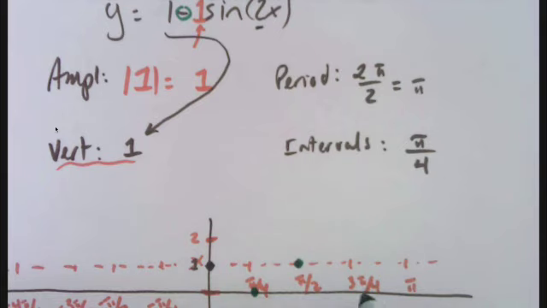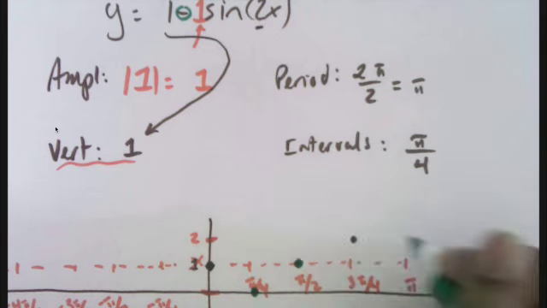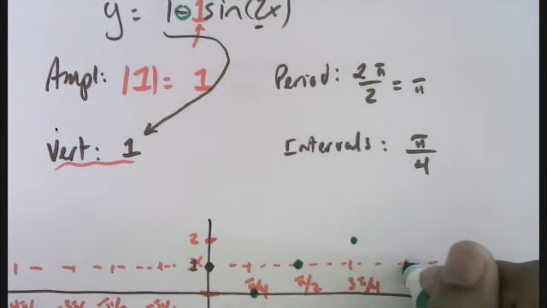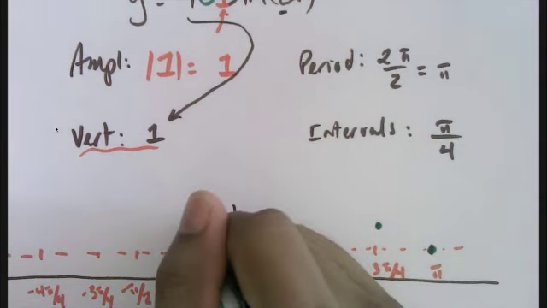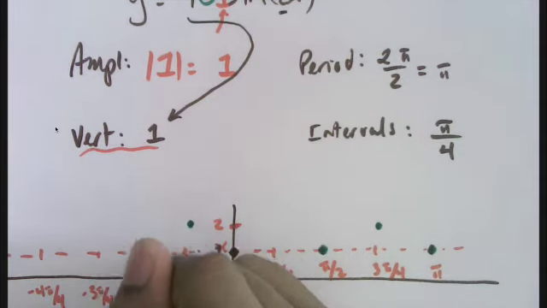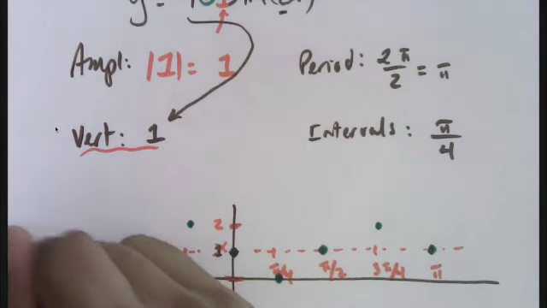The y value will be 1. At 3 pi over 4, we'll have a y value of 2. And at pi, our sine value will have a value of 1. Going back the other way, at negative pi over 4, at negative pi over 2, at negative 3 pi over 4, and there you go.